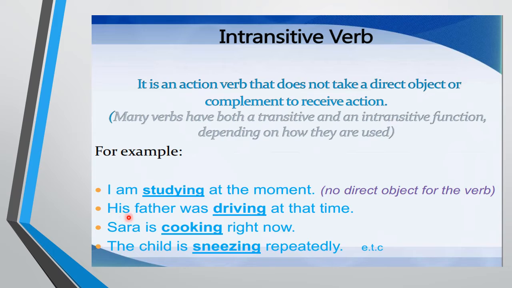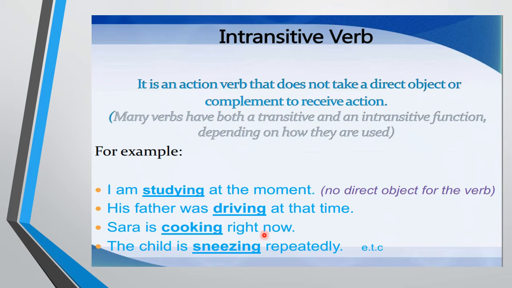In the second example, his father was driving at that time. At that time is not an object. As if we said his father was driving a car. A car would have been an object and this verb would have been a transitive verb, not an intransitive verb. So here driving is just an intransitive verb.